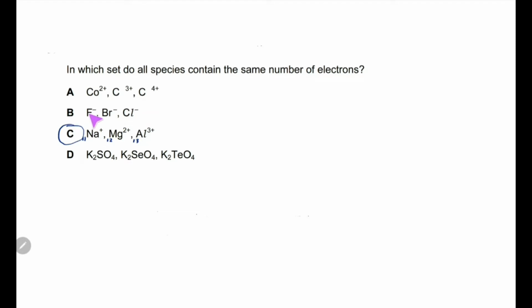For example, if you want to check B, fluorine, so fluoride, its atomic number is 9, but it gained one electron, so it has a total of 10 electrons. In bromine, the atomic number is 35, so after gaining one electron it becomes 36, and chloride ion has atomic number 17, and again one electron, so the total becomes 18. So for all of these you can do such calculations, but choice C is the correct choice.